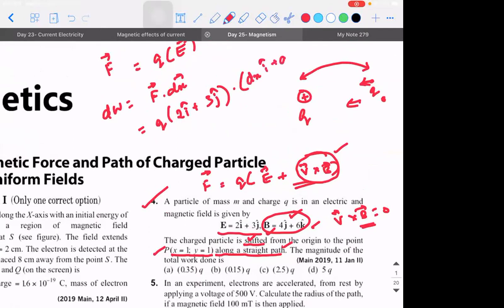So dx i cap plus dy j cap. Okay? So 2q dx plus 3q dy, the integral of this from 0 to 1, here also 0 to 1, that is the answer. So integrate, and you will get 2q plus 3q which is 5q. Okay, 5q option is there, right? Yes sir.